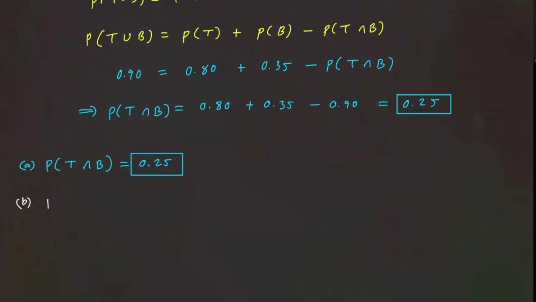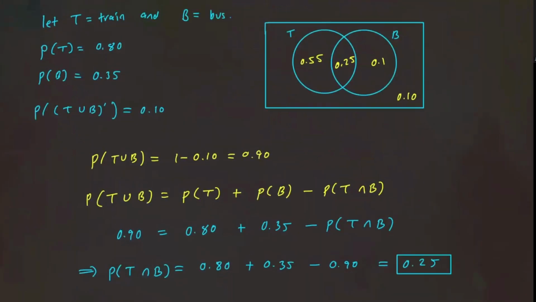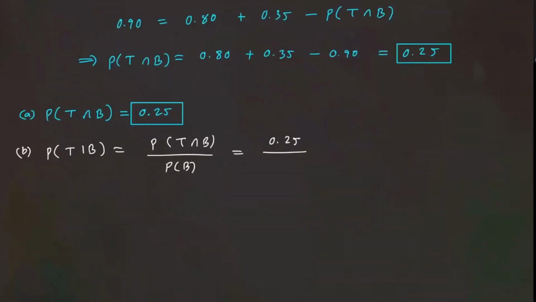So for part B, we want the probability of T given B. That will be using the formula of the conditional probability. That's the probability of T and B divided by the probability of B. So the probability of T and B, we know that's 0.25. The probability of B was given to us in the problem, 0.35, or that's simply the sum of these two regions. So if I put that in the denominator, I get 0.35. And then if you do the calculation, you'll get about 0.7143. It's approximately that number.